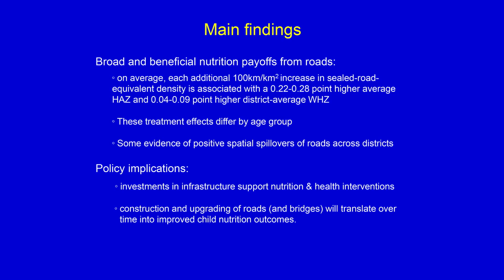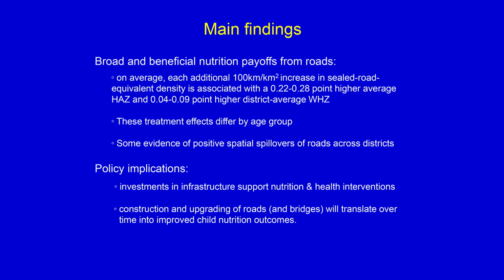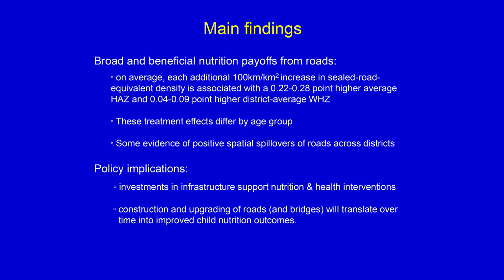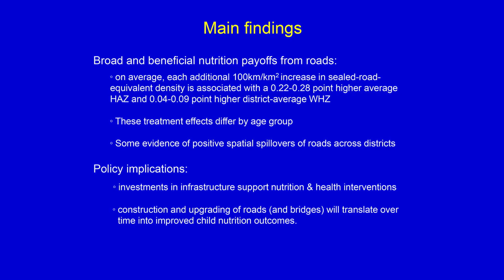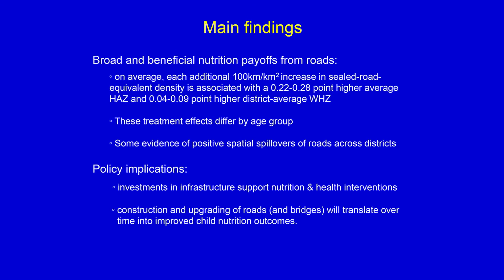The things to be looking for are the following. If you think about increasing the density of roads, we find a significant effect on height for age and weight for height z-scores. The effect is a little bit larger for height for age than weight for height. If you think about moving a child from an area with no roads to an area with the highest density of roads observed in the data set, we get an improvement of about 1 standard deviation in height for age z, and about half a standard deviation improvement in weight for height z.